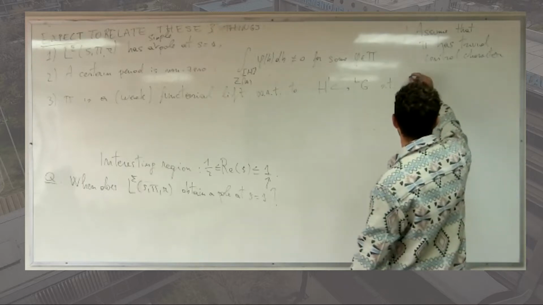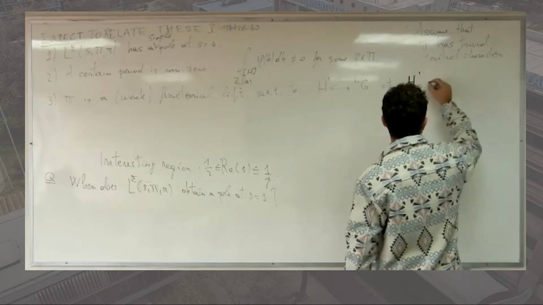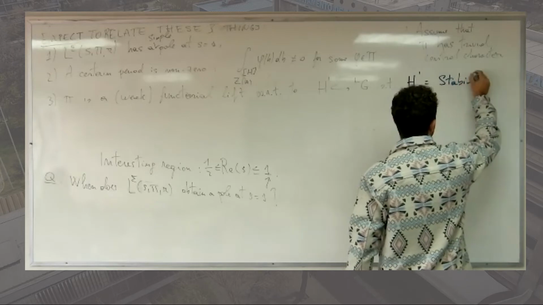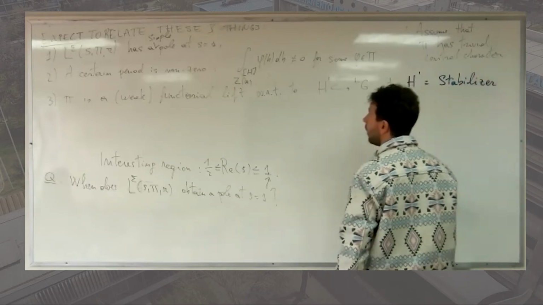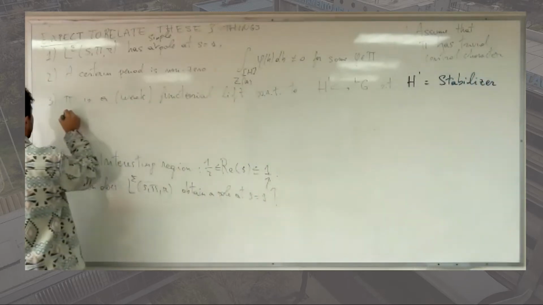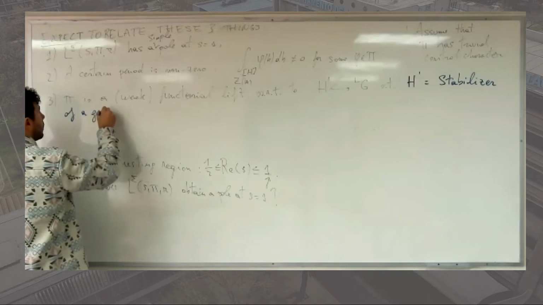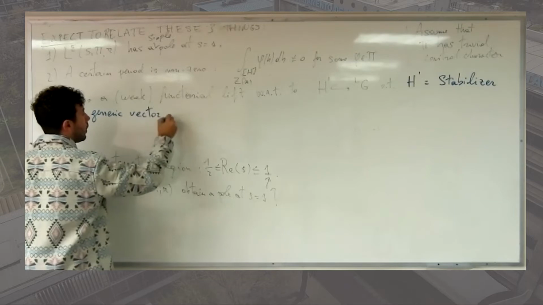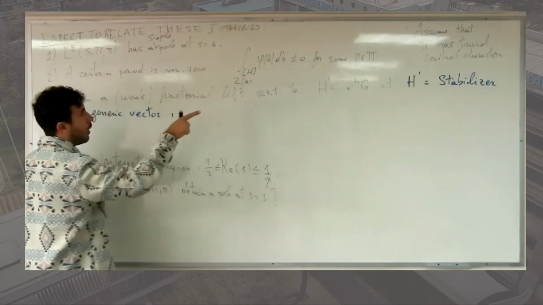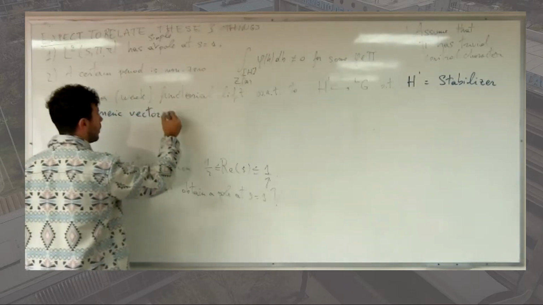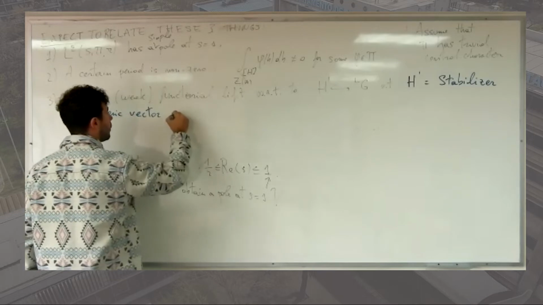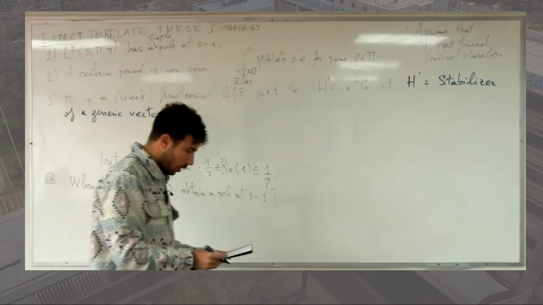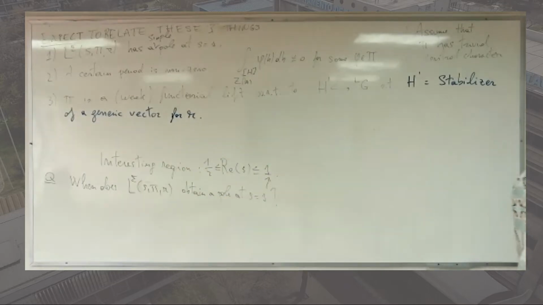Such that H prime is a stabilizer of a generic vector, a big enough vector, for the representation rho, or R. How do I call it? For R.